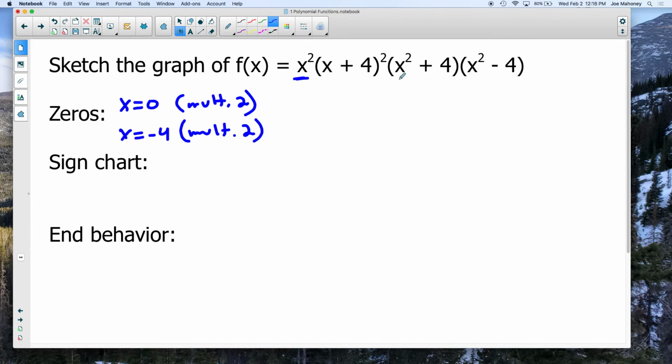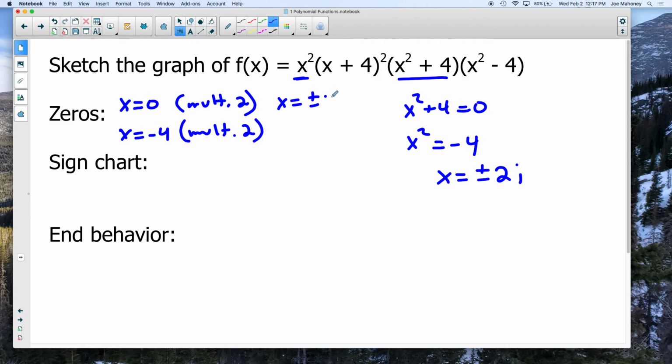Ooh, this is interesting. x squared plus 4. If I want to set that equal to 0, I've got to subtract 4, so I get x squared equals negative 4. I get x equals plus or minus 2i as the roots. Plus or minus 2i, yikes.